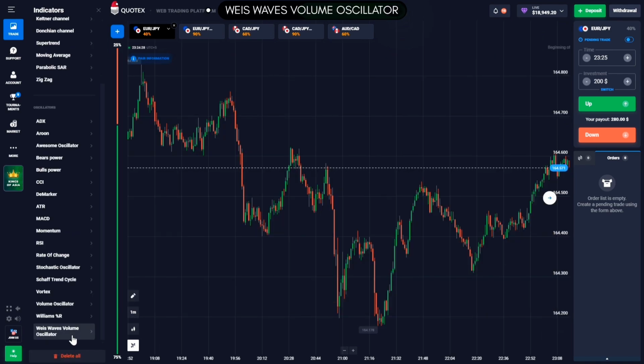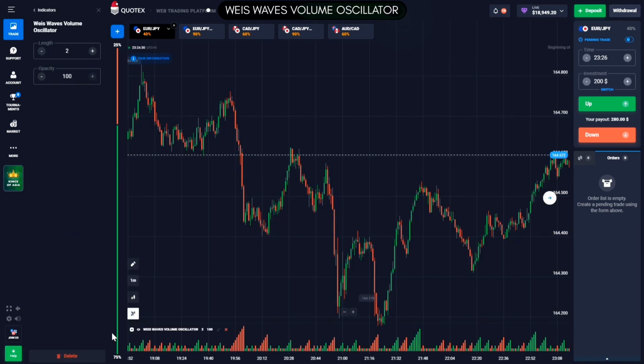Go to the indicator section, select the period 2 and opacity 9.